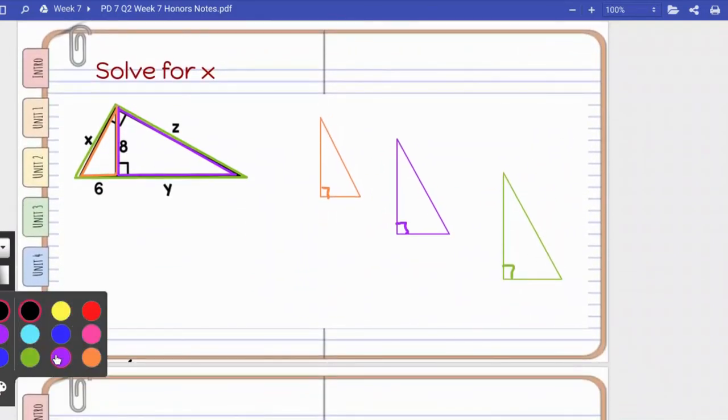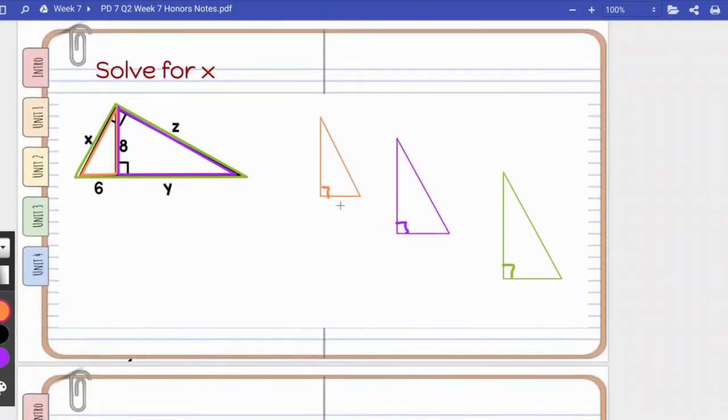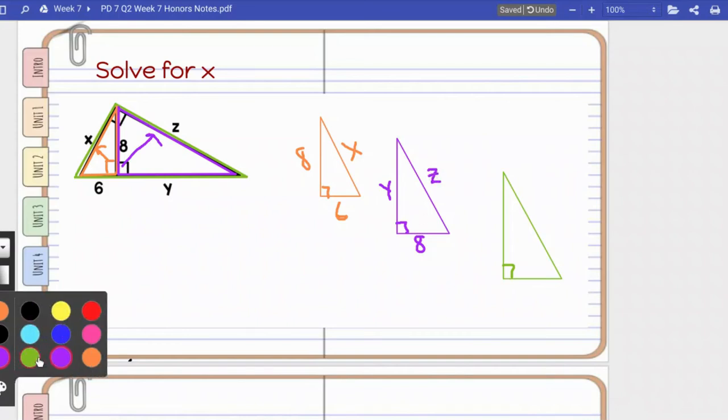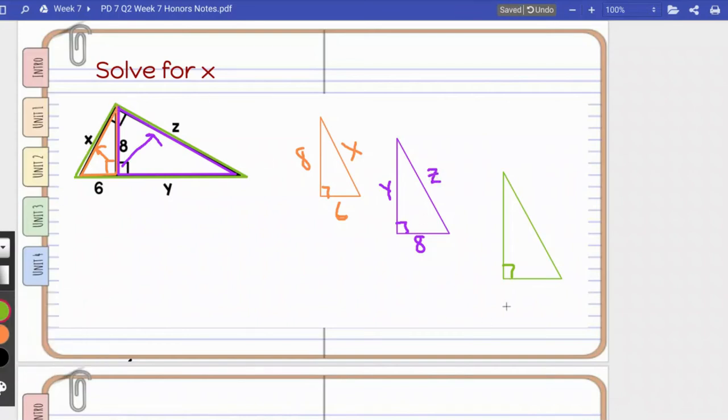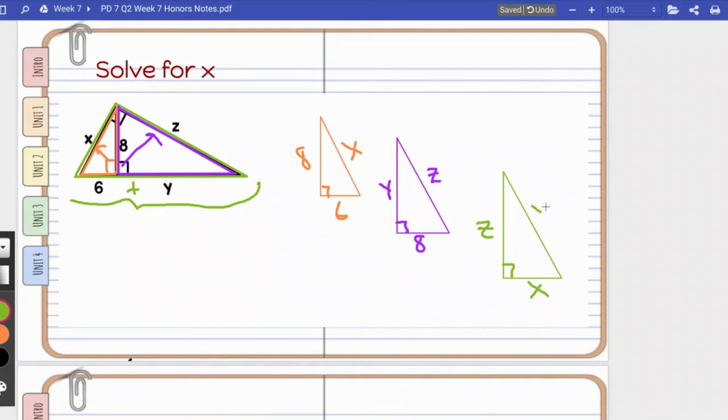When I look at my last example, my shortest side is going to be 6, my longer leg is going to be 8, and my hypotenuse, the side across from the 90-degree angle, is going to be x on the smallest triangle. On the medium triangle, the shortest leg is 8, the longer leg is y, and the side across from the 90-degree angle is z. And then overall in your big triangle, the shortest leg is x, the longer leg is z, and then the hypotenuse is going to be 6 plus y, or I'm going to write it as y plus 6.